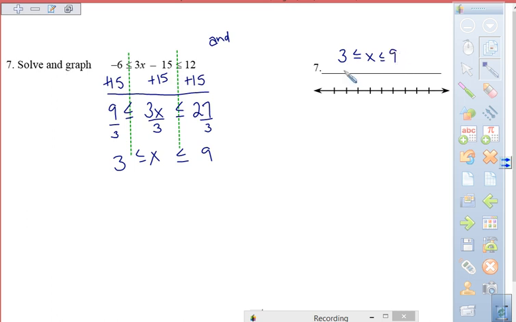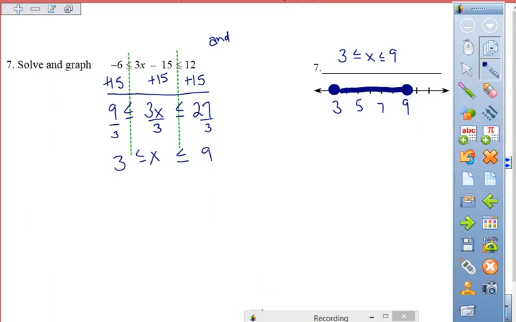So the numbers we need on our number line are 3 and 9. So maybe I'll start with 3 over here, 4, 5, 6, 7, 8, 9. And these are both going to be closed circles. So I'm closed at 3 and I'm closed at 9. And then I want to include all of the numbers that are in between 3 and 9. So this would be a bar.